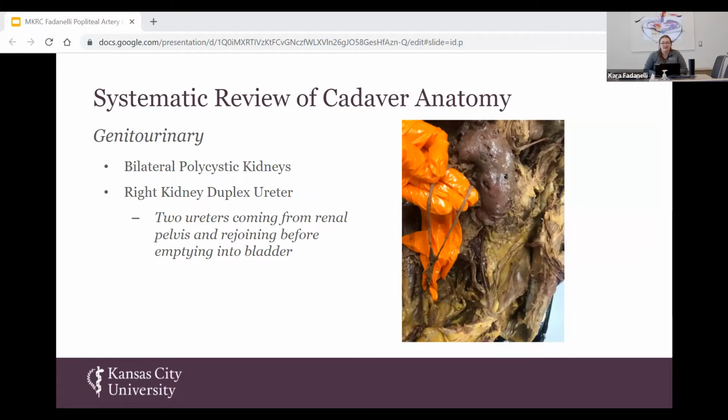Our last finding was the genitourinary system, and we had bilateral polycystic kidneys, which was disclosed in patient history, but we also found a duplex ureter on the right. So we had 2 ureters coming out of our renal hilum, and they did rejoin before emptying into the bladder.